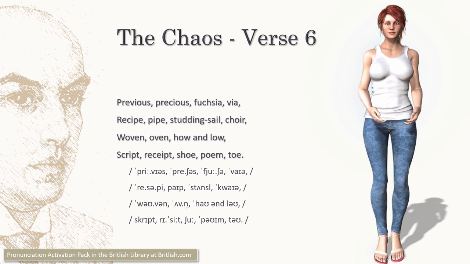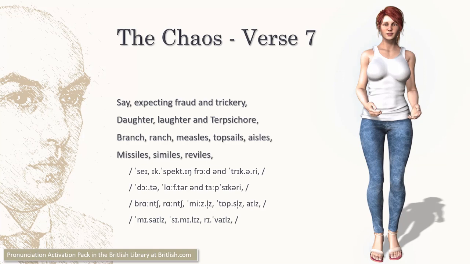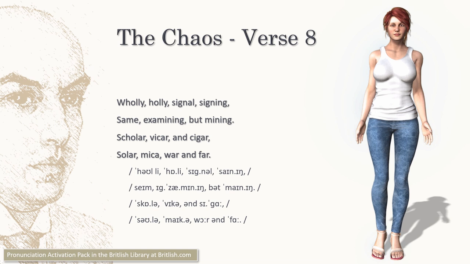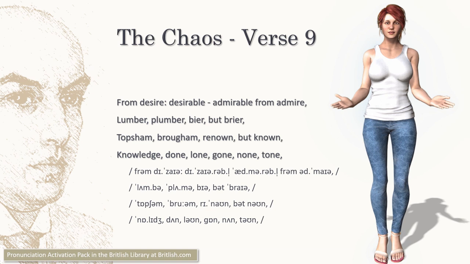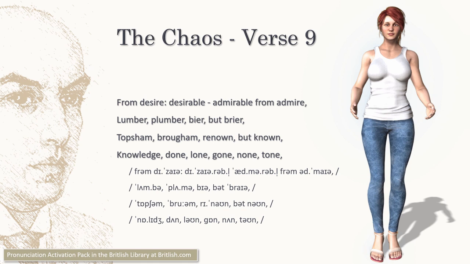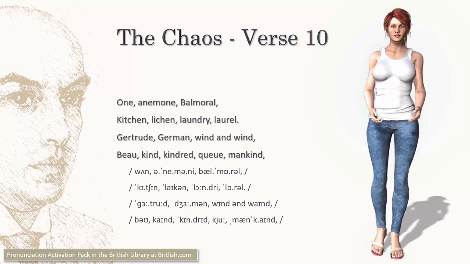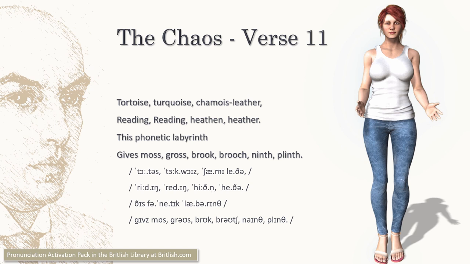Say, expecting fraud and trickery, daughter, laughter and Terpsichore, branch, ranch, measles, topsails, aisles, missiles, similes, reviles, wholly, holly, signal, signing, same, examining, but mining, scholar, vicar, and cigar, solar, mica, war and far. From desire, desirable, admirable from admire, lumber, plumber, bier but brier, topsham, brougham, renown but known, knowledge, done, lone, gone, none, tone, one, anemone, Balmoral, kitchen, lichen, laundry, laurel. Gertrude, German, wind and wind, beau, kind, kindred, queue, mankind, tortoise, turquoise, chamois-leather, reading, reading, heathen, heather.